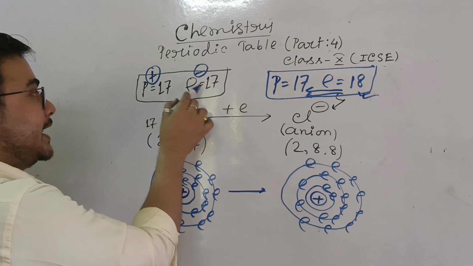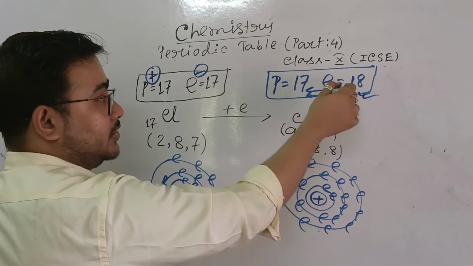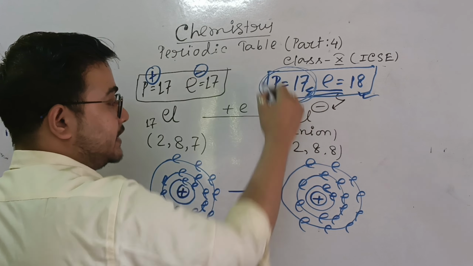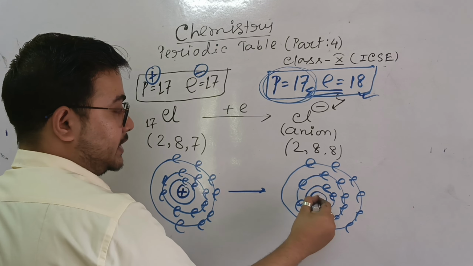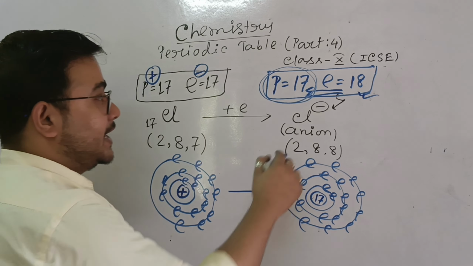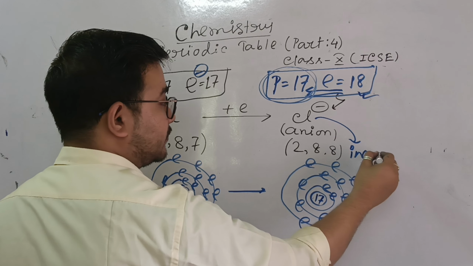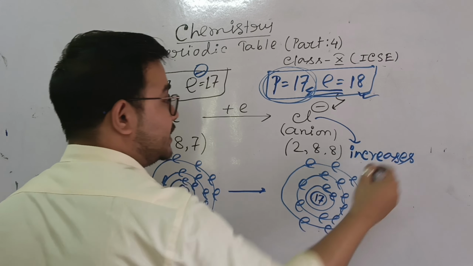Here more percent, so this 17 cannot attract properly. But in the neutral atom they can neutralize each other. Here the anion cannot attract. The nuclear charge is 17, here 17 protons are there, so they cannot attract properly. So here the radius becomes more, that is, the radius increases. So what is your answer?